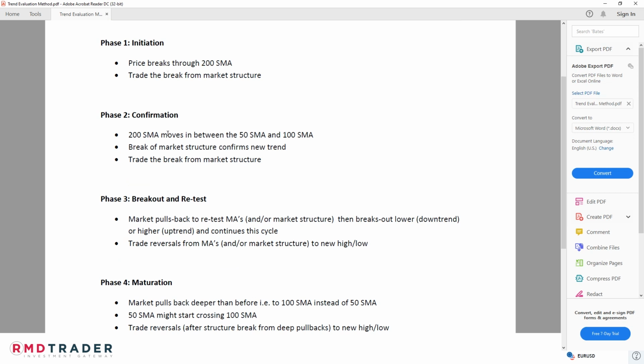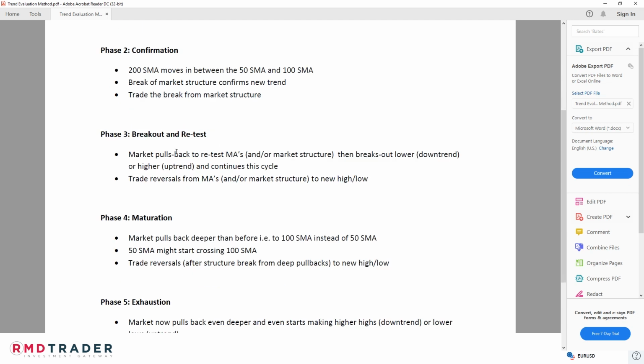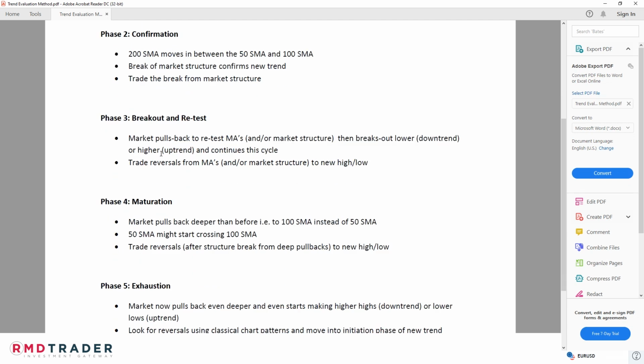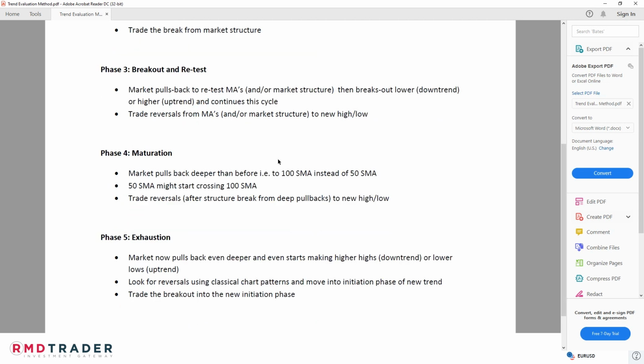In the second phase, which is our confirmation phase, we are looking to trade the breakout again, but this time from the market structure, which will be leading us into the breakout and retest phase. Once we are in phase 3, which is the ideal phase to be trading in, we are looking to trade reversals from the previous MAs that it's pulling back to, whether that be MAs or market structure, and you're then looking to trade that reversal towards a new high or low, depending on the trend, of course.